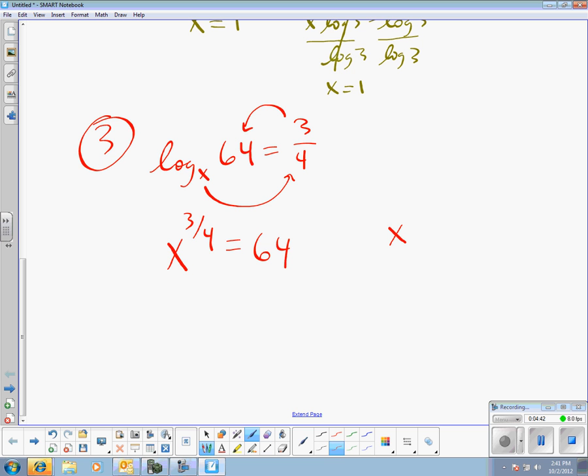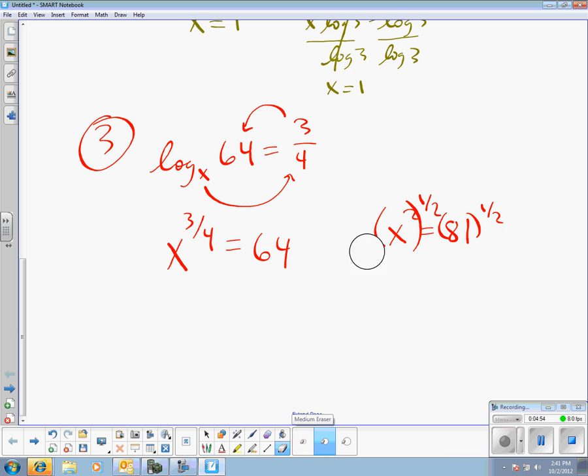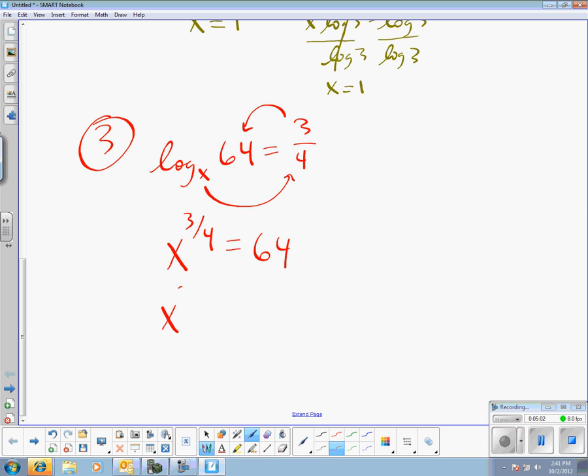If I had x squared equals 81, I would raise both sides to the 1/2 power, but I would think of that as square rooting. Likewise, I did that because 1/2 is the opposite of 2. I'm going to do the same thing over here except with the opposite of 3/4. x to the 3/4 to the 4/3 power equals 64 to the 4/3 power. You know what you do to one side, you do to the other, so that shouldn't bother you. Why did I choose 4/3? Because 3/4 times 4/3 is 12/12 or 1.